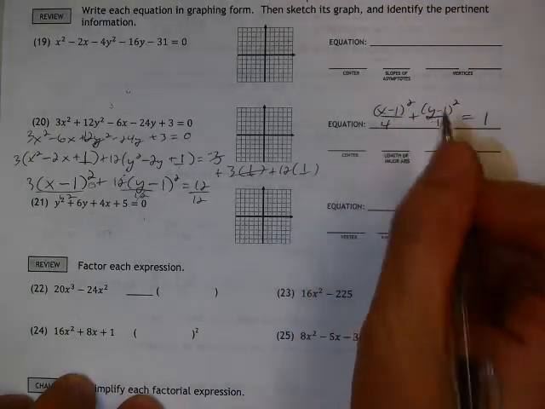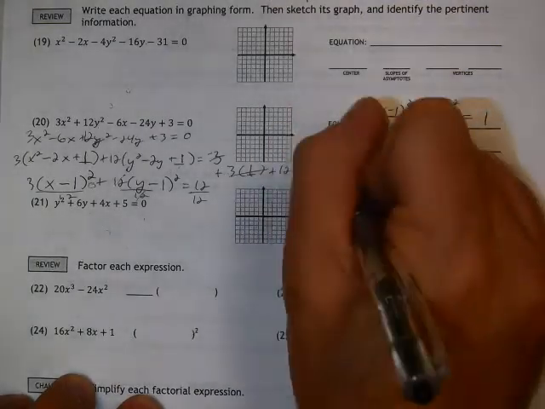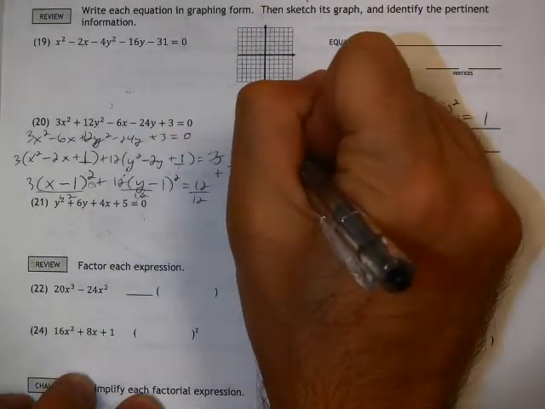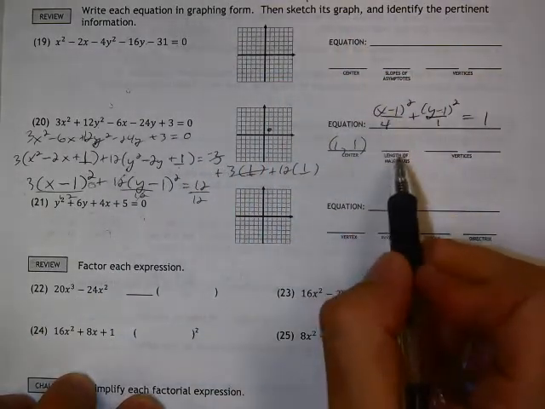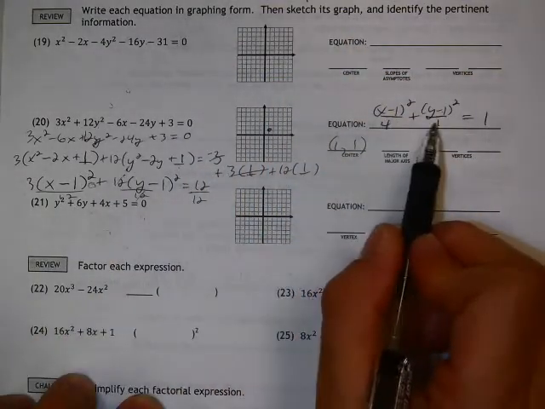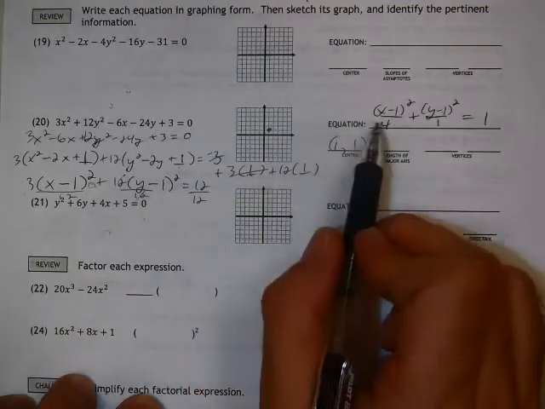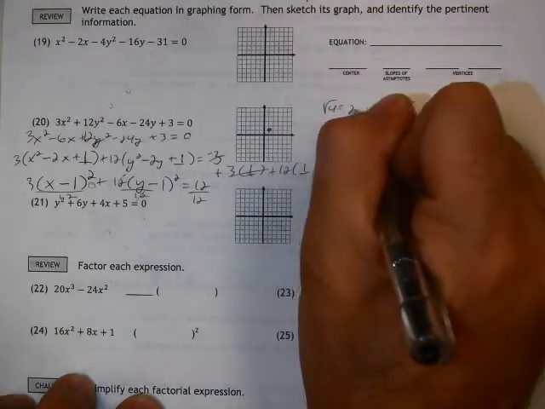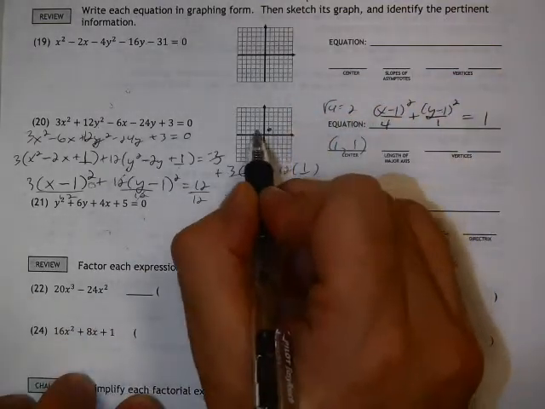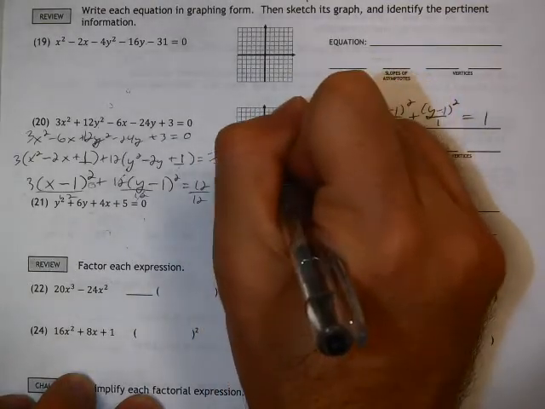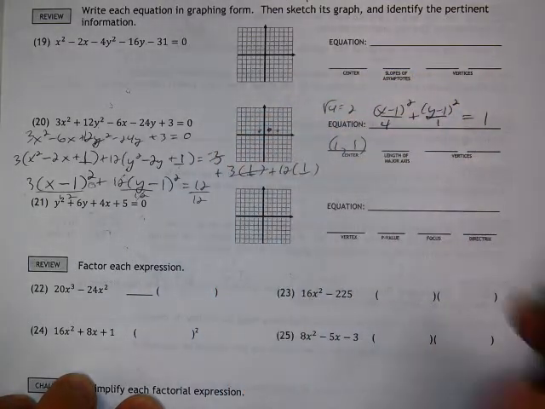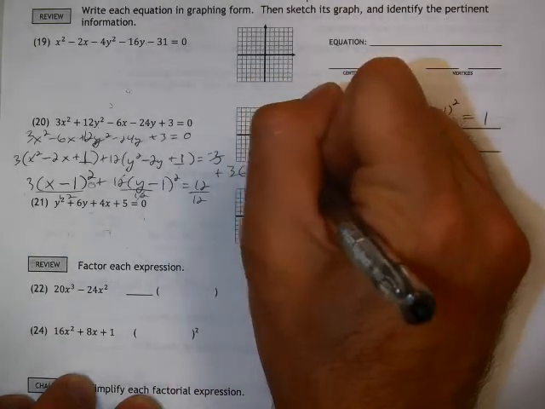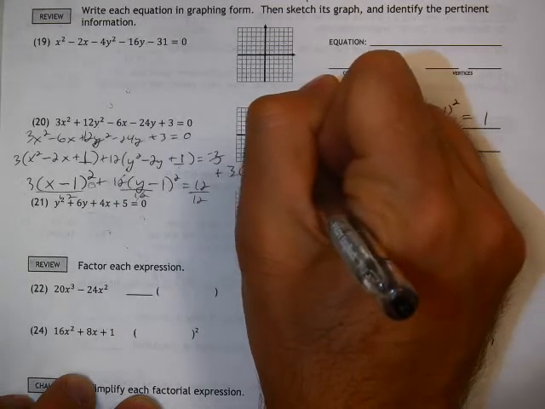My center will be the opposite of these coordinates. The x coordinate will be positive 1, y coordinate also positive 1. 1 and 1, there's my center. The length of the major axis comes from which of these is larger. The 4 is larger. Now 4 under the x means I'm going to move the square root of that. Square root of 4 is 2 spaces. So left and right, I'm going to go 1, 2, 1, 2. Then for the y value, square root of 1 is 1, just up and down 1. So it's a really small, kind of skinny ellipse here.